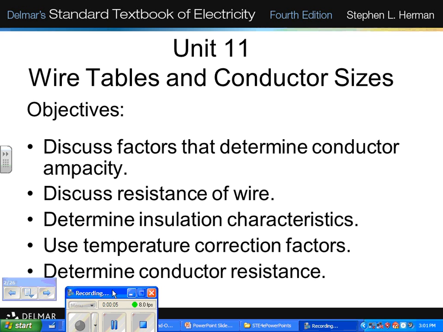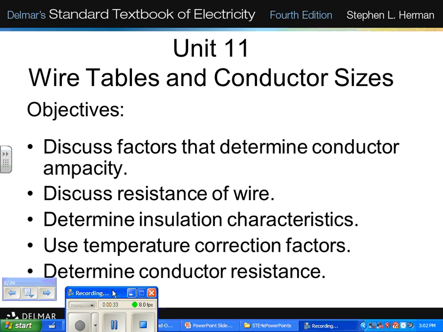Alrighty then. We're going to talk about the wire tables. Fundamental to electrical work is the National Electrical Code tables. They're in the current version of the National Electrical Code. And our objectives are to determine conductor ampacity. In other words, the ability to flow a certain amount of current.